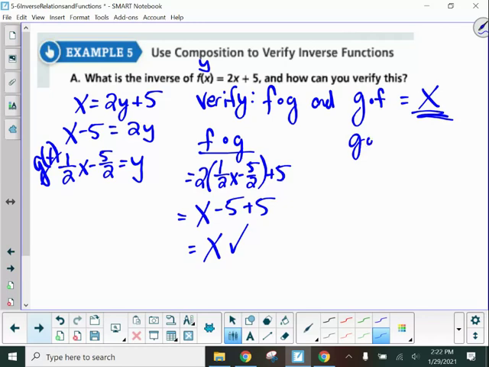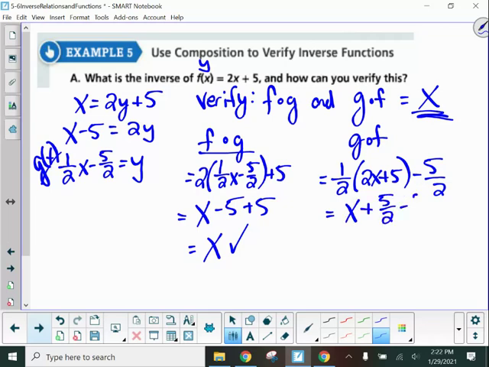When I do g of f, that means I'm putting the 2x plus 5 into the inverse function. So that's half of 2x plus 5 minus 5/2. If I distribute the half here, I'm going to have x plus 5/2 minus 5/2. The plus and minus add out, and again, I'm left with x. So that's my verification. You can always verify with composition.